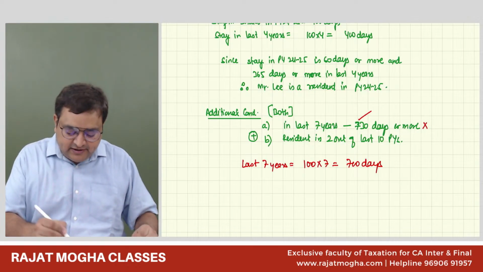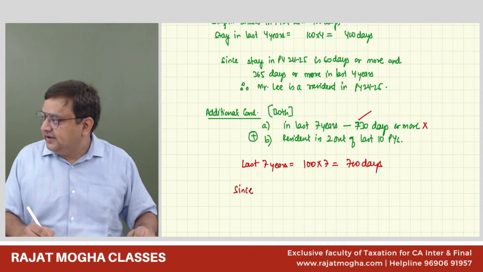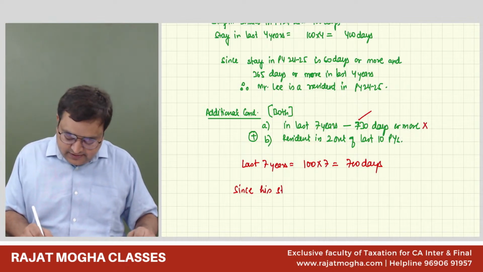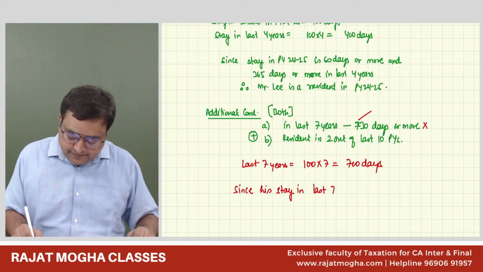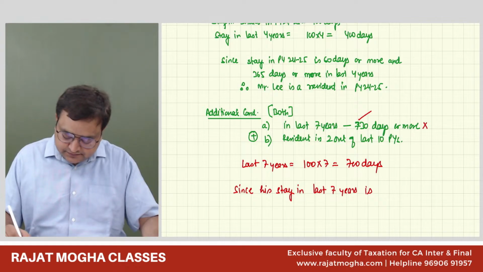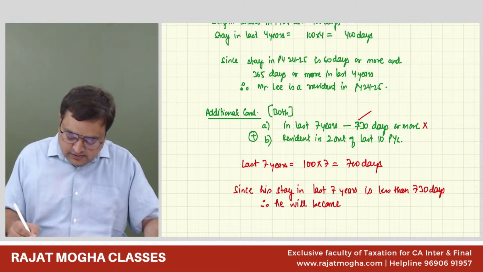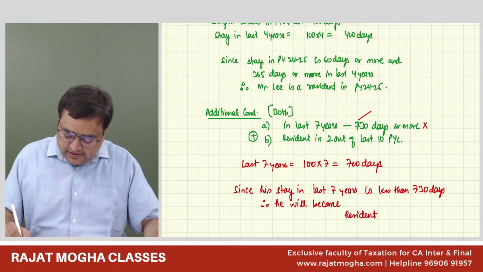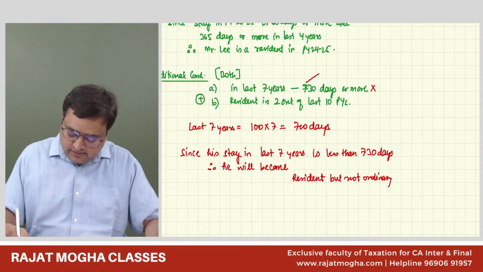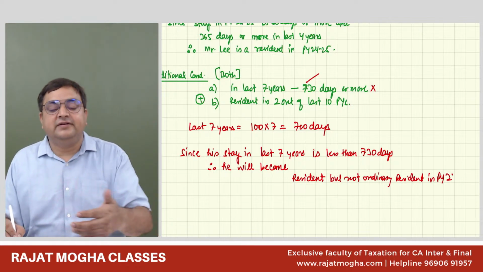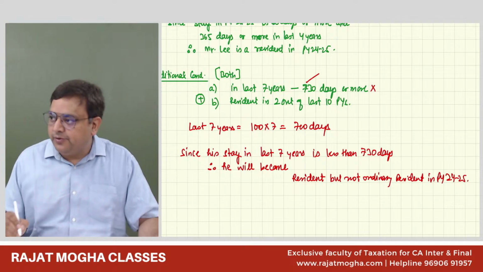So now we can write directly the conclusion that since his stay in last 7 years is less than 730 days, therefore he will become resident. But what kind of resident? Resident, but not ordinary resident. In previous year, you have to write that because every year our residential status can change. So you should write in previous year 24-25.